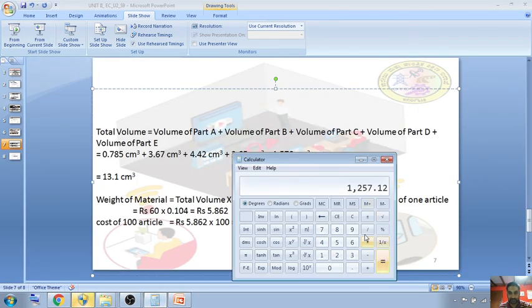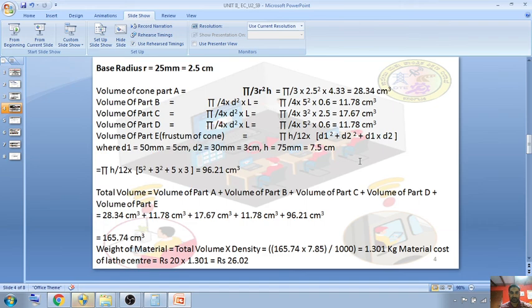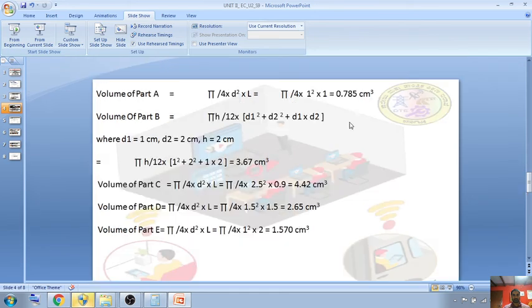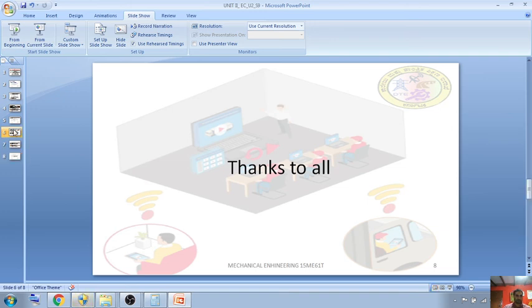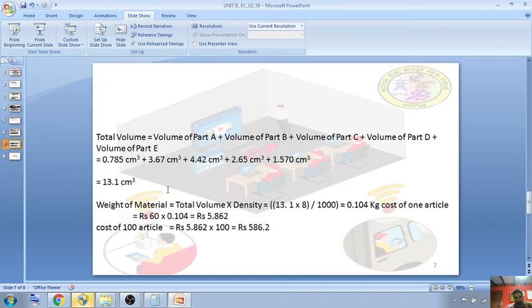Sorry, it is 100. So into 100, 628.56. But in the problem, how much is given? Here he has mentioned 200 articles. So totally wrong solution here. This would be 12 rupees and 100 articles. It is not 100, it is 200 articles.